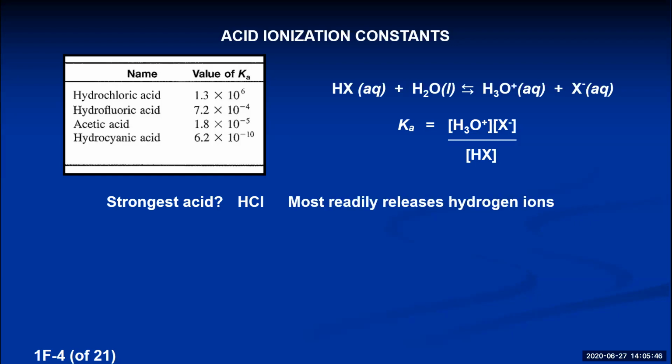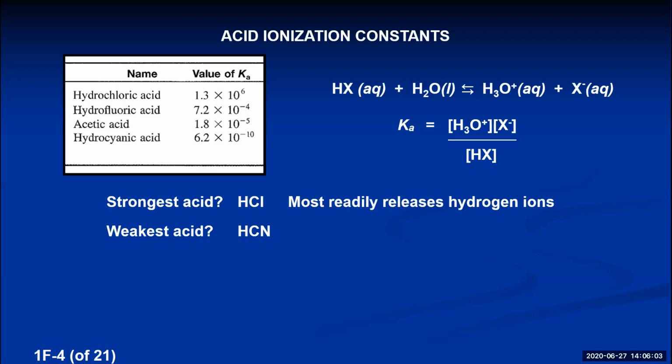This is the one that most readily releases hydrogen ions, and thus the numerator of the Ka expression would be really, really big, and the denominator would be really small. The weakest acid here would have to be the opposite, the one with the smallest Ka value. That would be hydrocyanic acid.